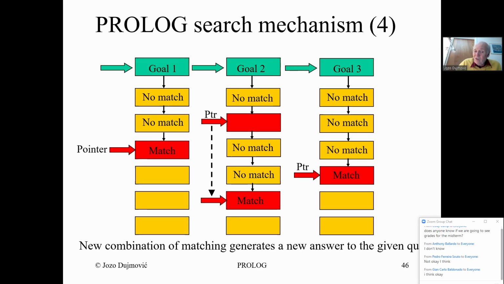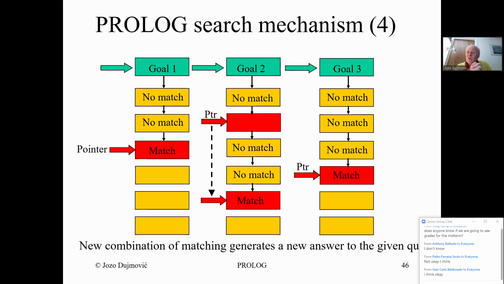And after that, you have this match and go to goal 3. Goal 3 is checked from the beginning. No match, and here you find a match. Put the pointer here. You have these 3 pointers. You generated the next solution. And this next solution is given to the user. And then the user can say, okay, give me more solutions, or can be satisfied.